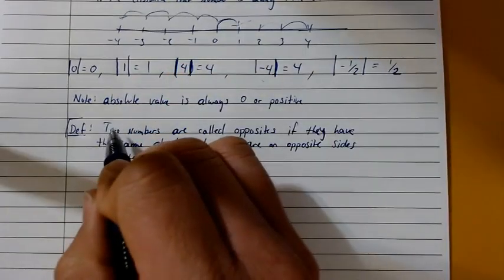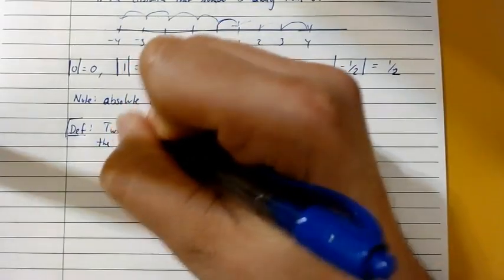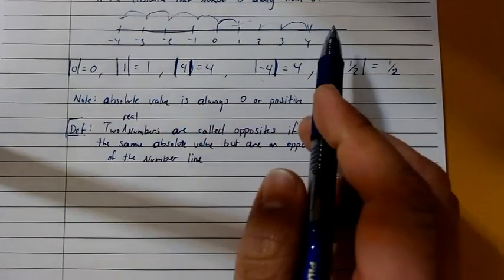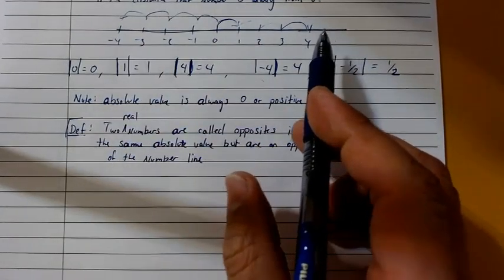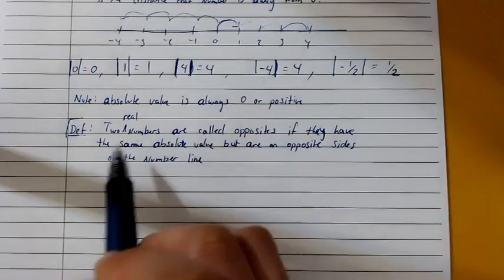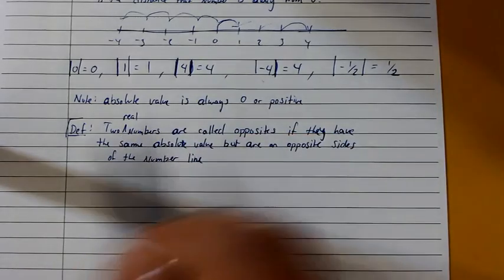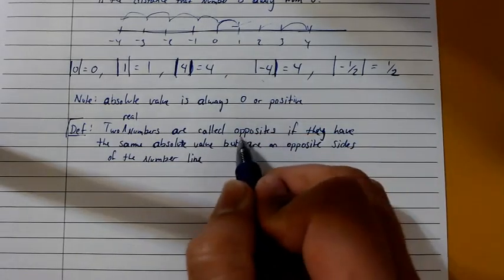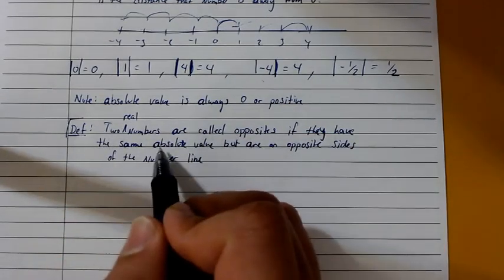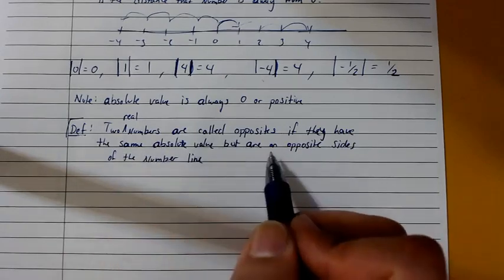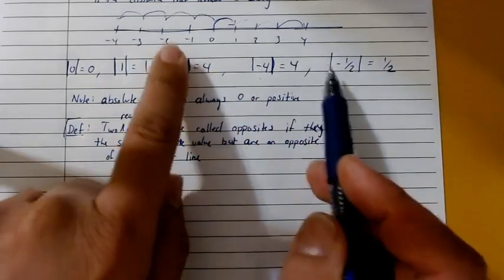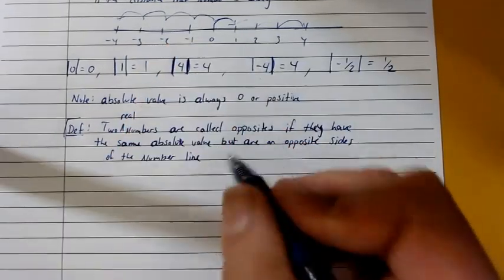And here I should be more specific to real numbers. You say, well, what else is there besides real numbers? In this class, nothing, but anyone who goes into our college algebra classes will see something beyond the real numbers. You worry about that if and when you get there. So here, two real numbers are called opposites if they have the same absolute value, but are on opposite sides of the number line. So for example, 4 and negative 4, or 1/2 and negative 1/2.